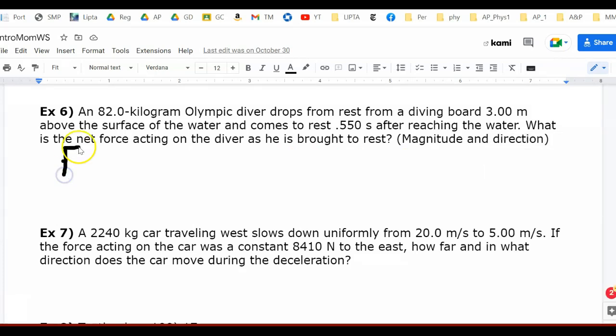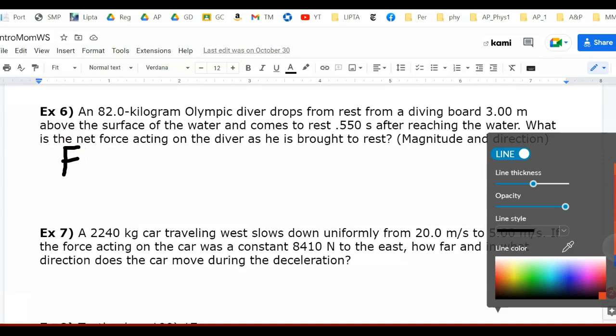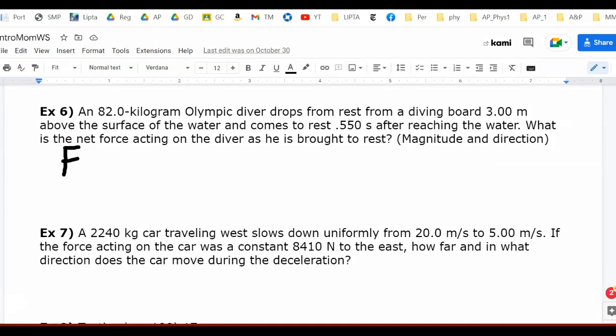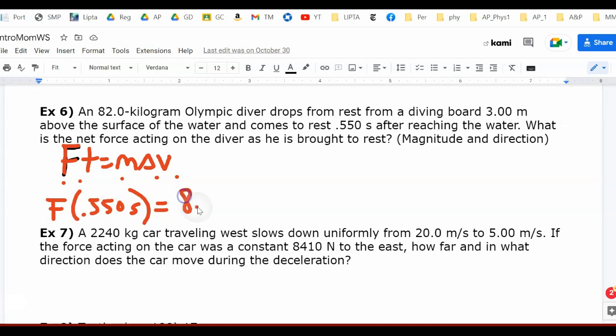Why did I pick this? Well, it's red. So now we actually do the problem, because now we know how fast she was. So Ft equals m delta v. Why did I use that? Well, because they mentioned all of these things. So the force is what we don't know, right? That's unknown, the net force. The time we are given is 0.550 seconds. The mass is 82.0 kg. And the final velocity, that's just 0.